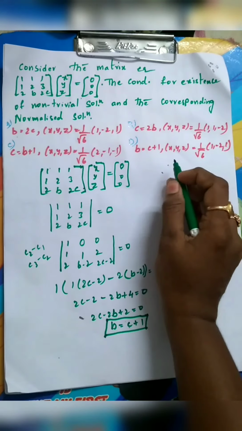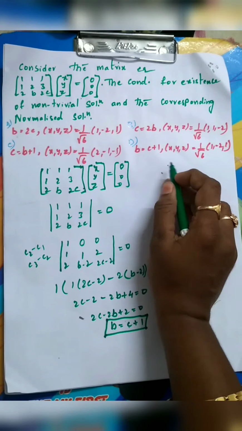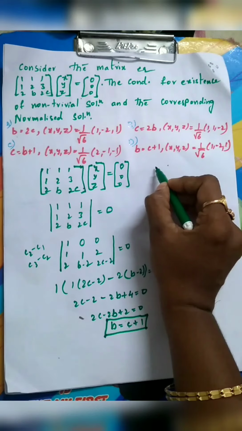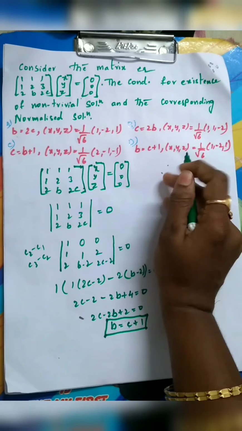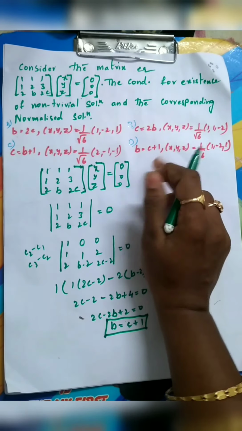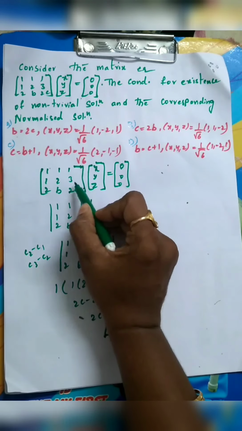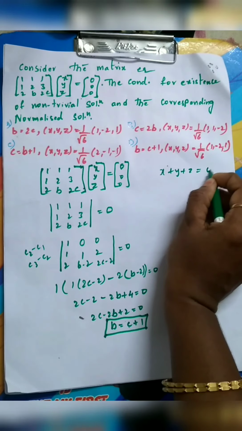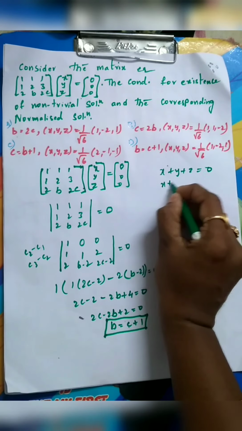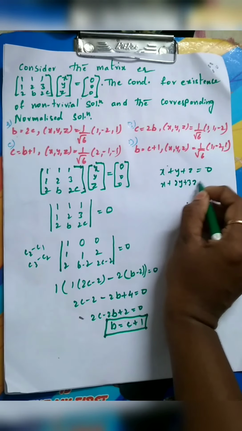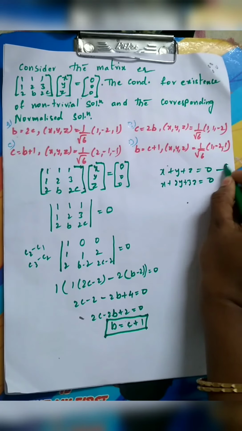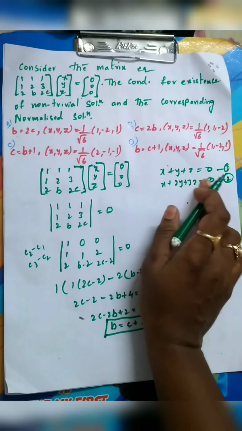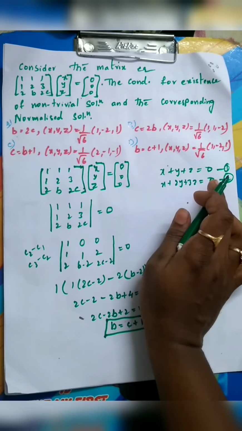Now we have to find out the normalized solution for the given matrix. For finding the normalized solution, we have to consider the first two rows. X plus y plus z is equal to 0. X plus 2y plus 3z is equal to 0. Let it be 1 and 2. Solving 1 and 2 for x, y, z values.